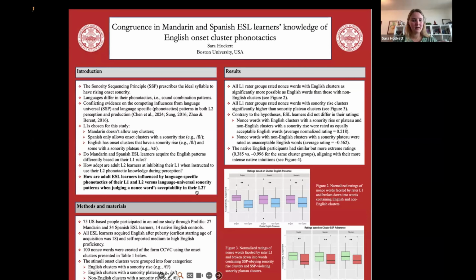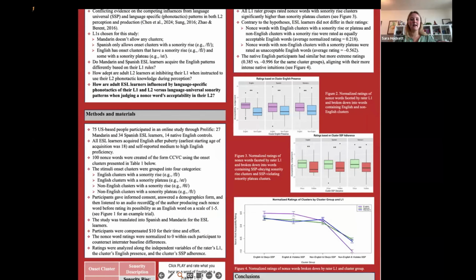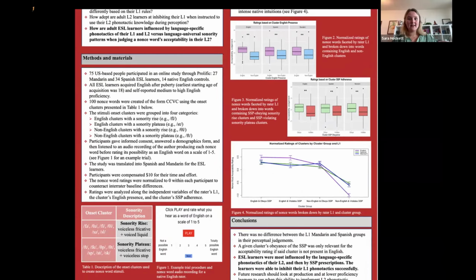And so the question here is, do Mandarin and Spanish ESL learners acquire the English pattern differently based on the rules of their L1? And then how good is an adult L2 learner of English when instructed to use only their L2 knowledge? So the main research question is how is an ESL learner influenced by either language-specific patterns, like the phonotactics of the individual language, versus language-universal sonority patterns when they're evaluating a nonce word in their L2.